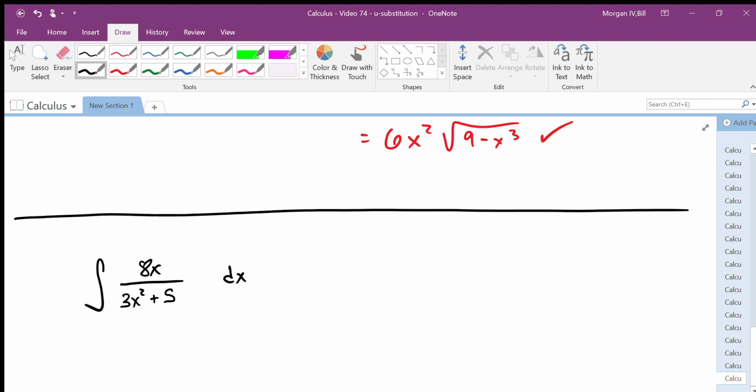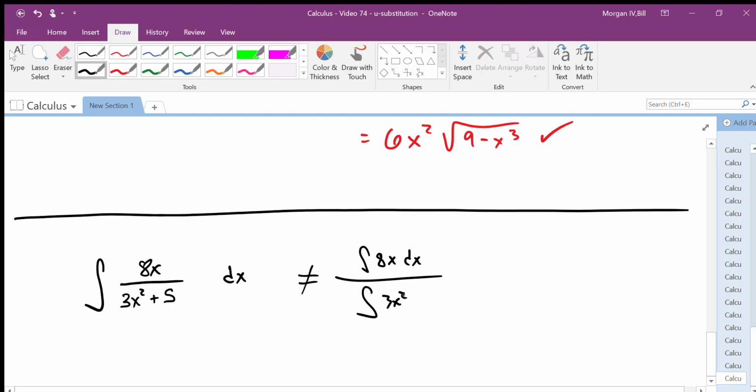Again, this is not equal to... please don't do this. You cannot simply take the integral of 8x dx and divide that by the integral of 3x squared plus 5 dx. It does not work. Don't do it. Instead, we need to do a u substitution, and we're going to let u equal one of the expressions here, with the hope that the derivative of that expression is also in the problem. Again, 90-something% of the time, that's what we're looking for.